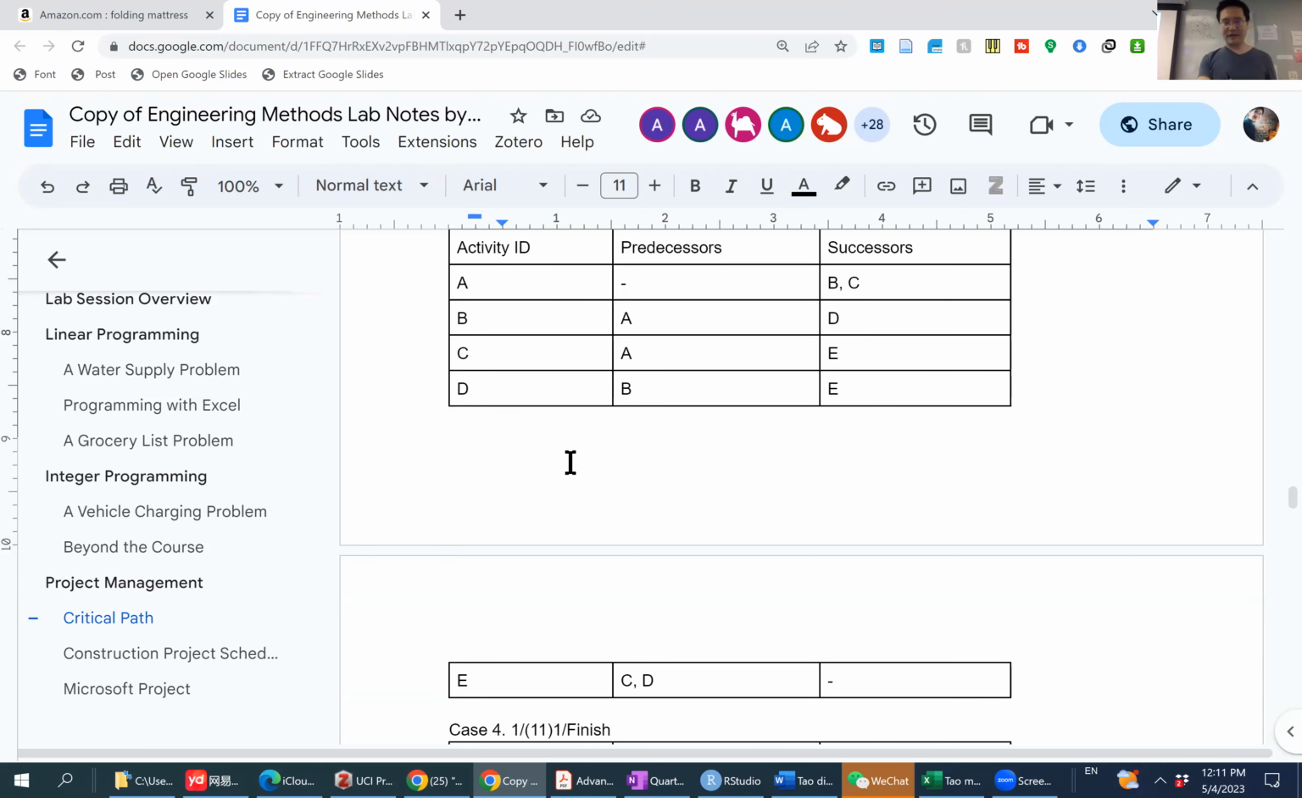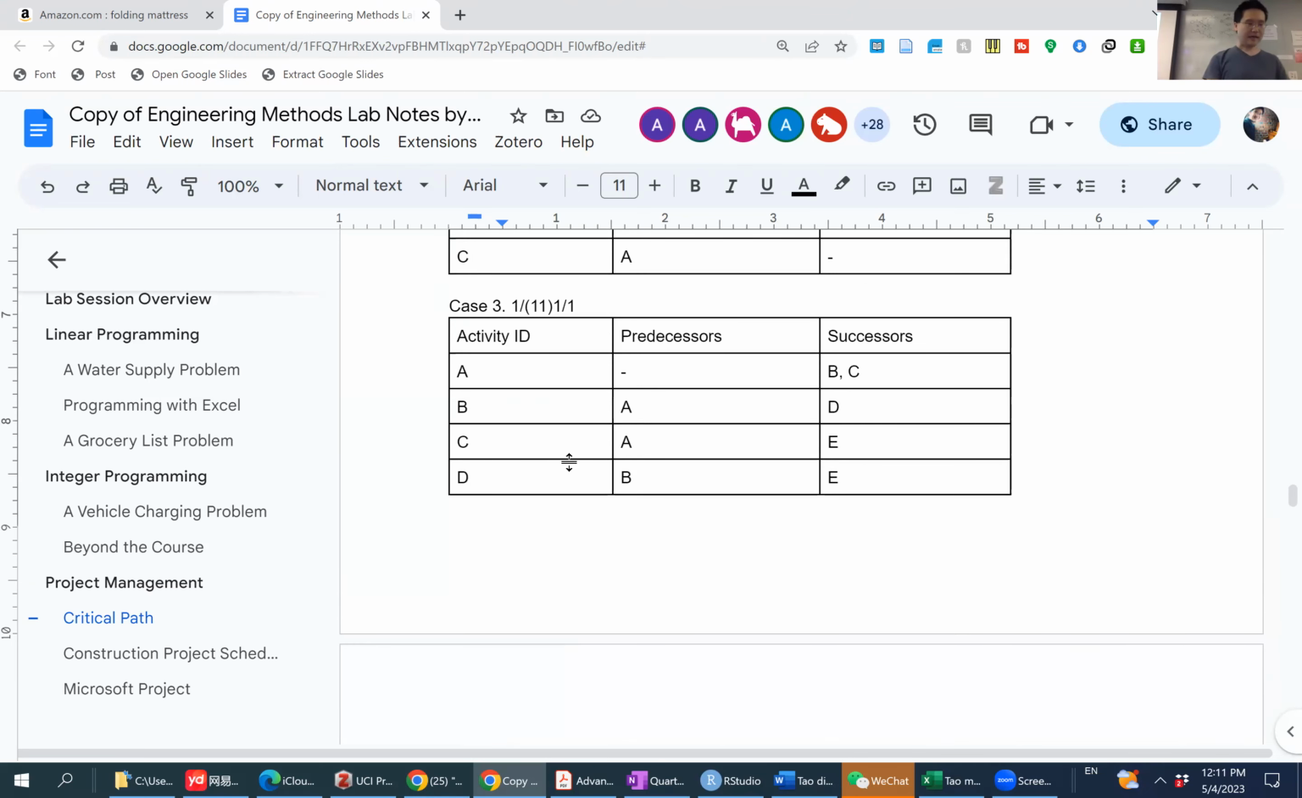What to do with case 3? In case 3, we expand our horizon to 5 activities. And in this case, let's work on AON first. We start from, again, activity A, right? And after that, we have B and C as the successor of A. And we do that in a very similar way. So if we have B and C as the successor of A, that's what it means.